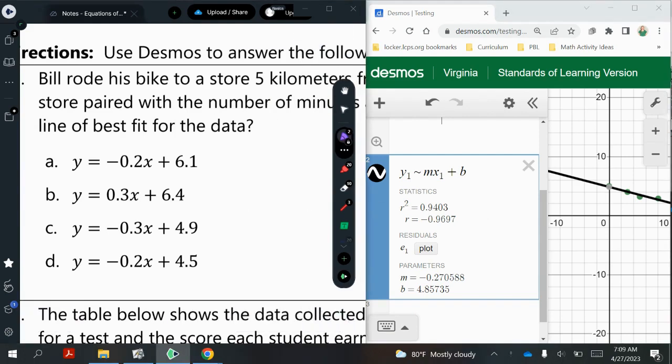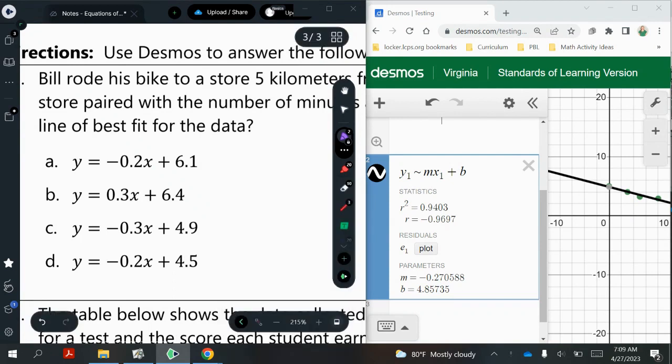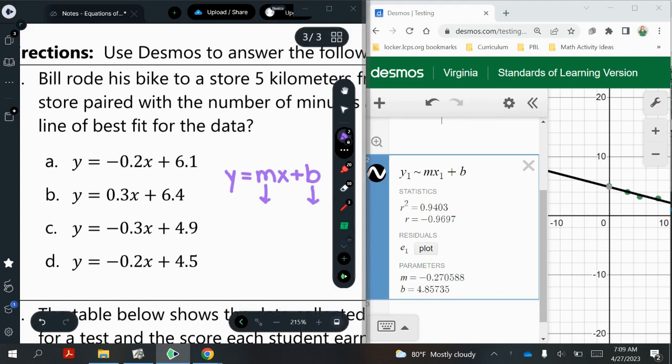So my equation is going to be y approximately, or we can change it to an equal sign, equals mx plus b, because that is the true linear function equation. We just have to type it in Desmos differently to get it to code correctly. We need to always replace the m, which is our slope, and the b, which is our y-intercept.